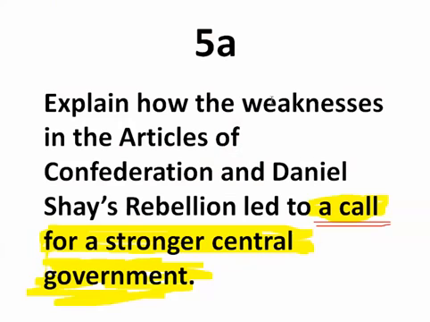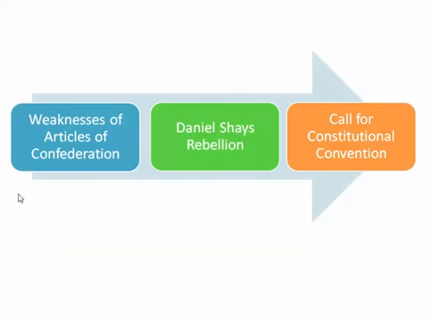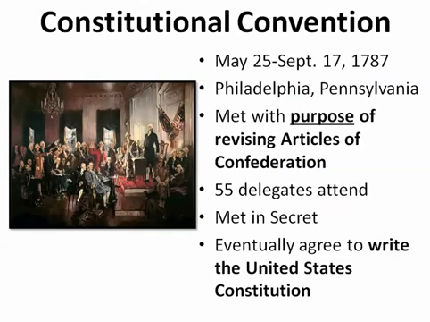So how did these weaknesses in the Articles and this event, Daniel Shays' Rebellion, lead to a call for a stronger central government? The weaknesses and Daniel Shays' Rebellion called for a constitutional convention. The Constitutional Convention was held May 25th to September 17th, 1787 in Philadelphia, Pennsylvania, with the purpose of revising the Articles. 55 delegates attended, 12 states attended, Rhode Island did not. They met in secret, and they eventually wrote the United States Constitution.